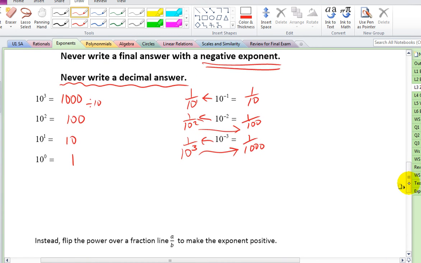Okay, so instead what you want to do is flip the power over a fraction line to make the exponent positive. So if we have 5 to the -2, we first of all flip it over the fraction line. We write a 1 up top, 5 squared below. And so then we evaluate 5 squared. 1 over 25.